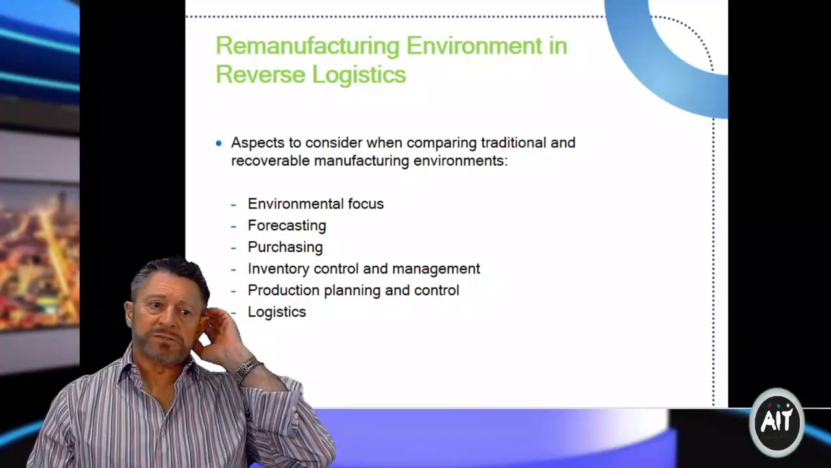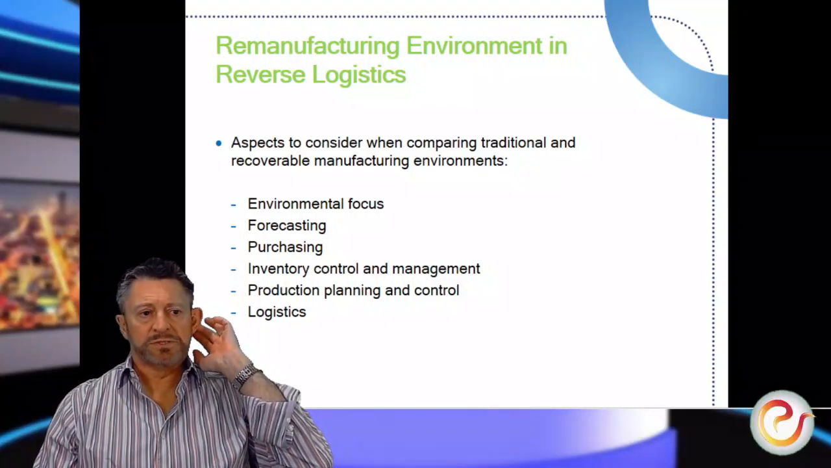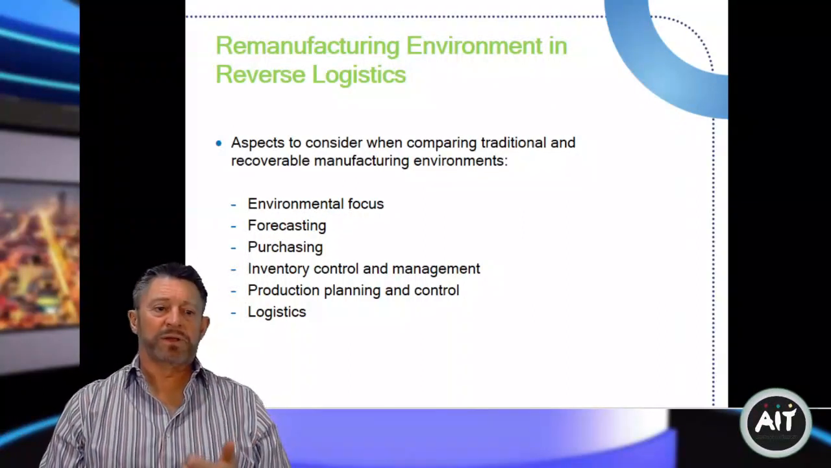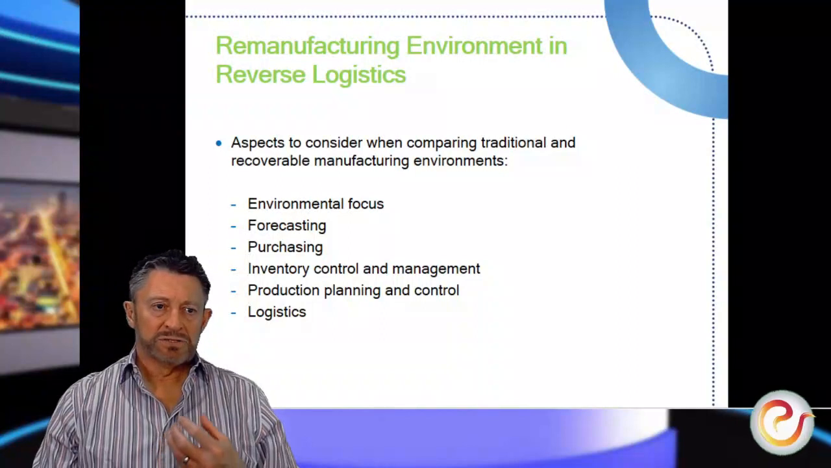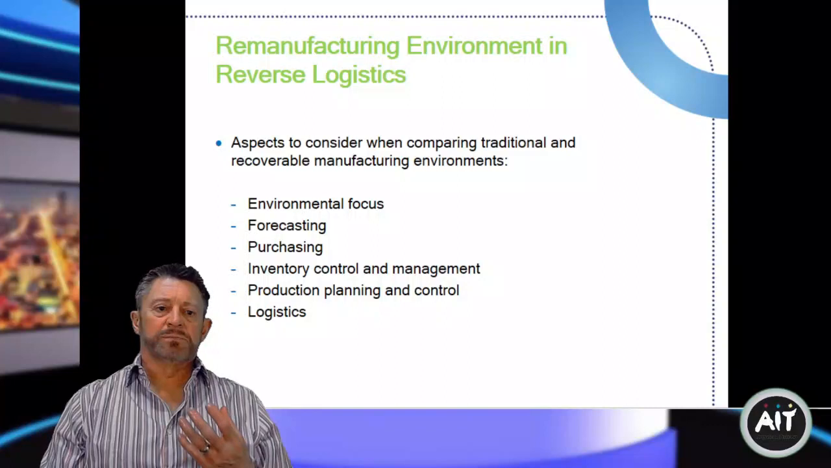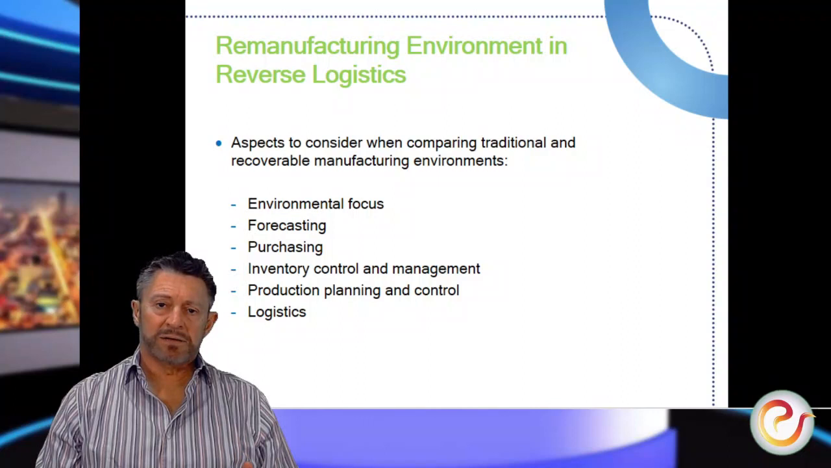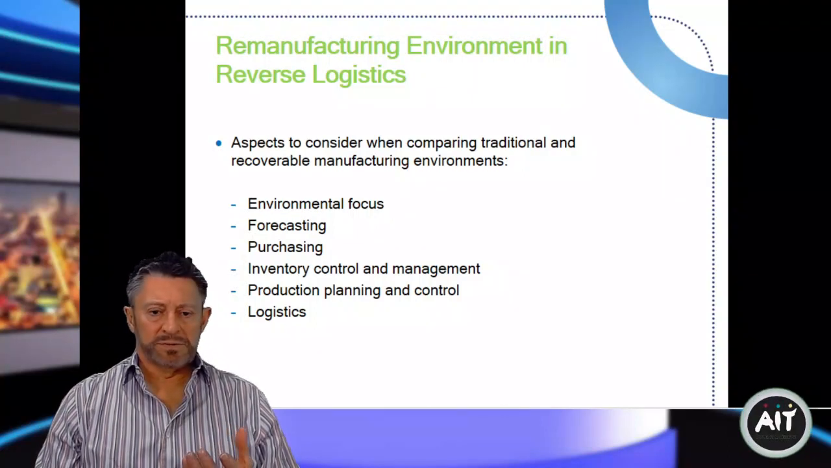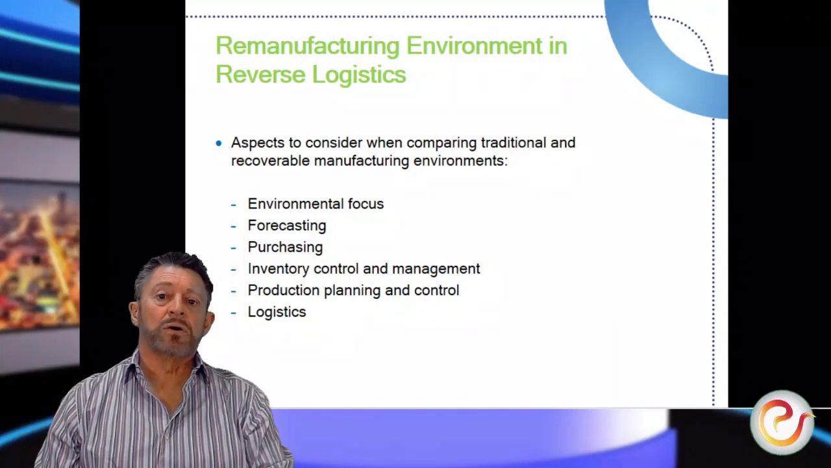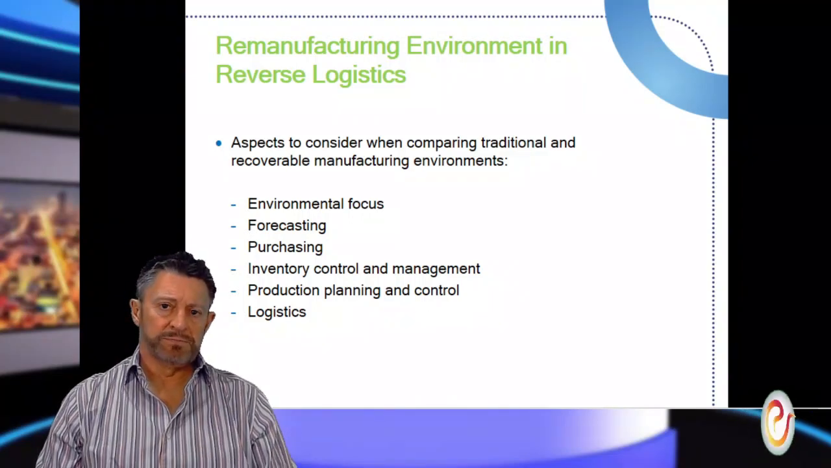So the aspects to consider when comparing traditional and recoverable manufacturing environments, of course, are the environmental focus, forecasting, purchasing, inventory control, and product planning and control and logistics. So when we're looking at all of this reverse logistics, what is it costing us to put this in place? And how much of our existing networks can we use? So, for example, if you're looking at the outbound logistics, when we're making deliveries, can these lorries collect also, for example? So, how can you get more efficiency out of your transportation system and so on?